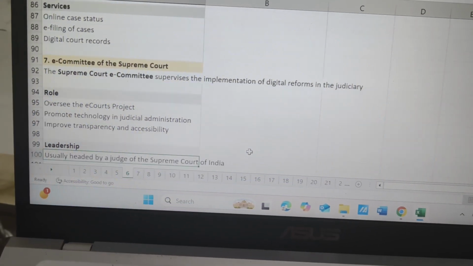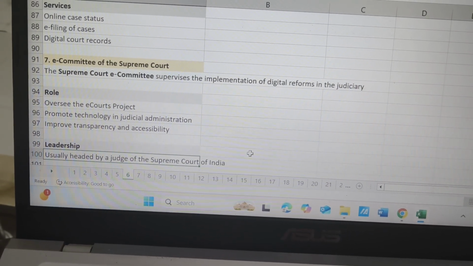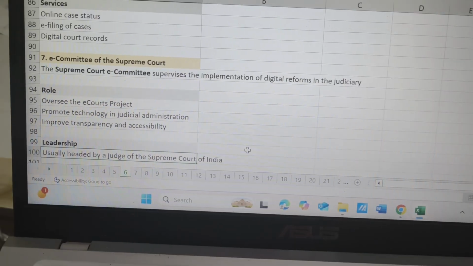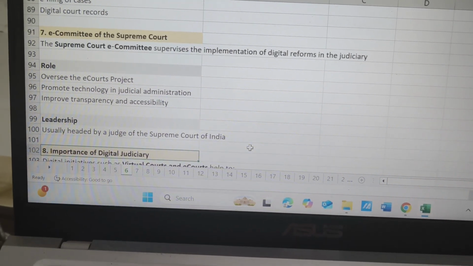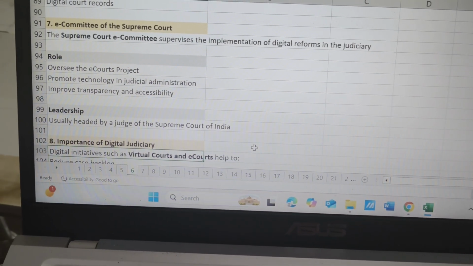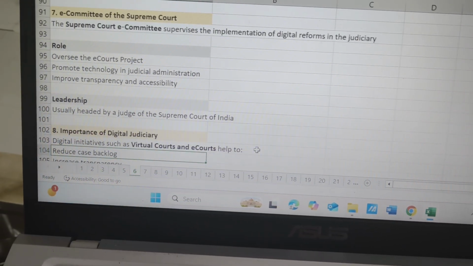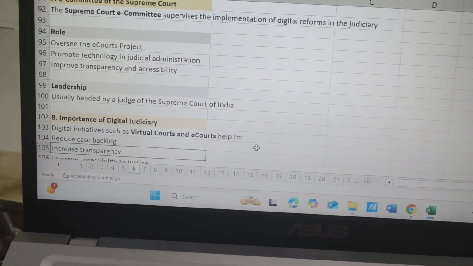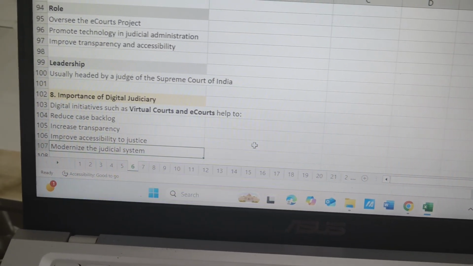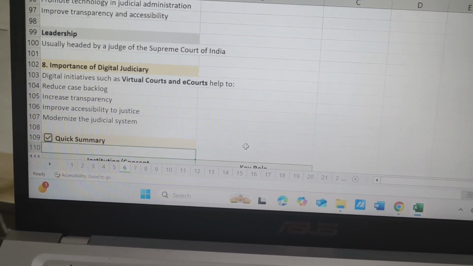Now, E-Committee of the Supreme Court. The Supreme Court E-Committee supervises the implementation of digital reforms in the judiciary. Role: oversee the E-Courts project, promote technology in judicial administration, improve transparency and accessibility. Leadership: usually headed by a judge of the Supreme Court of India.